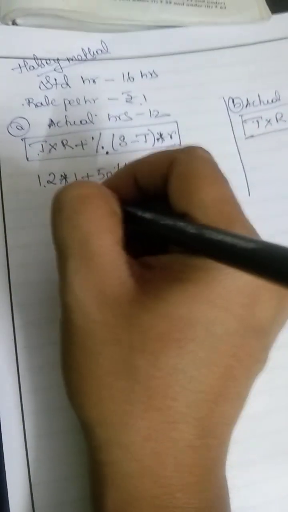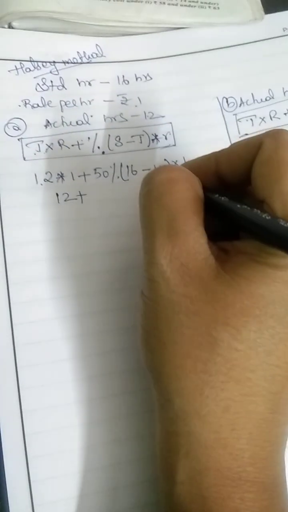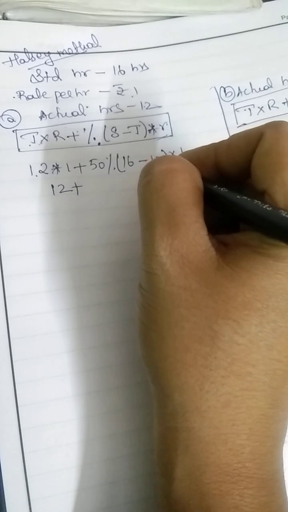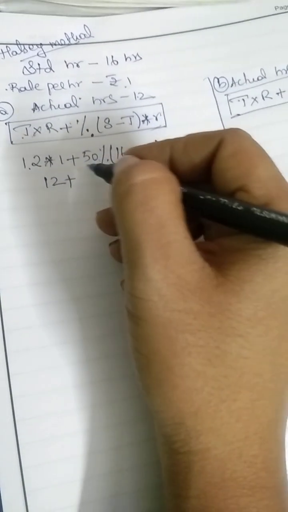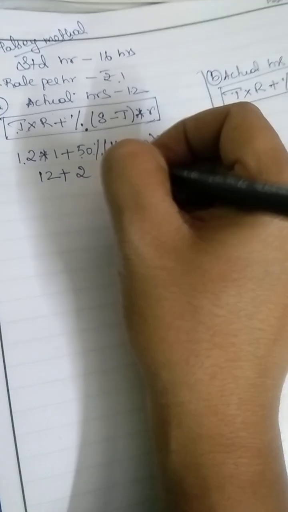So this is equal to 12. 16 minus 12 is equal to 4. You are going to get 4 into 50% means 2. 2 into 1 is equal to 2. So therefore the rate is equal to 14.